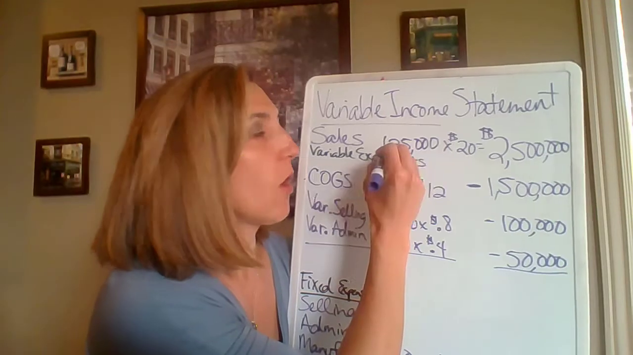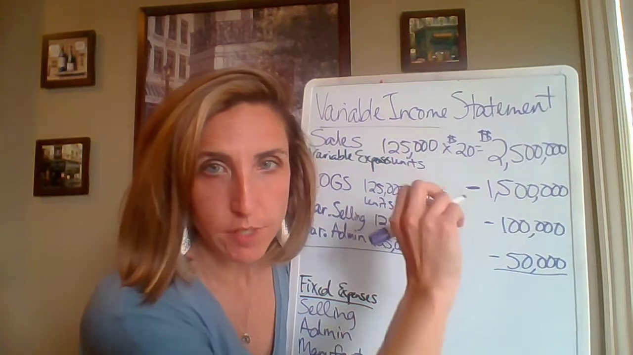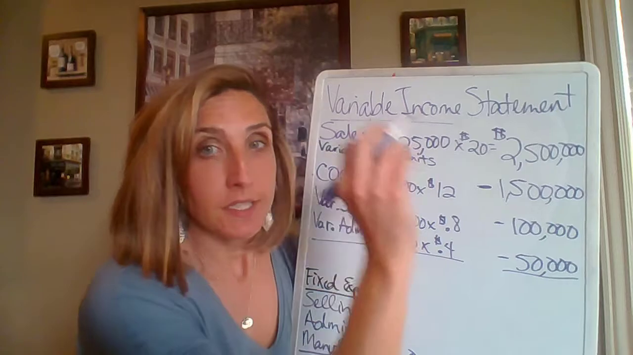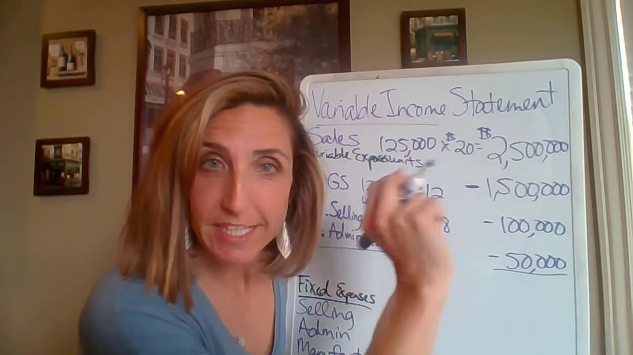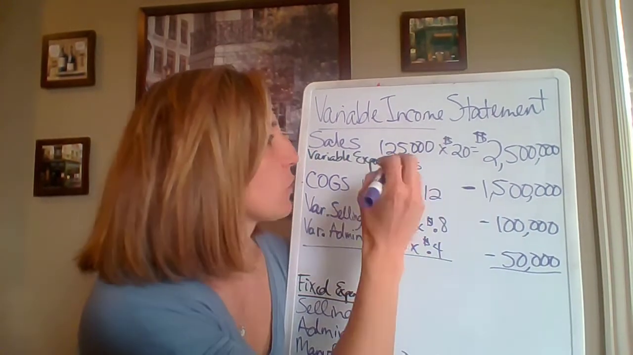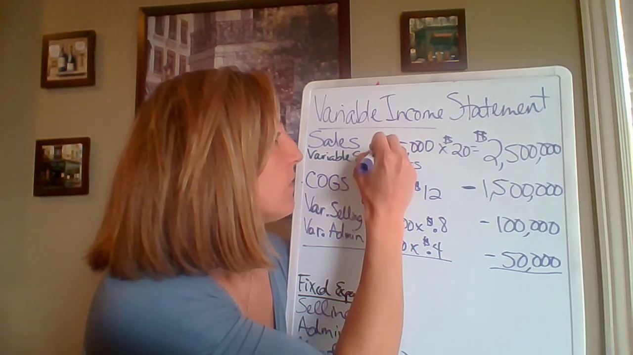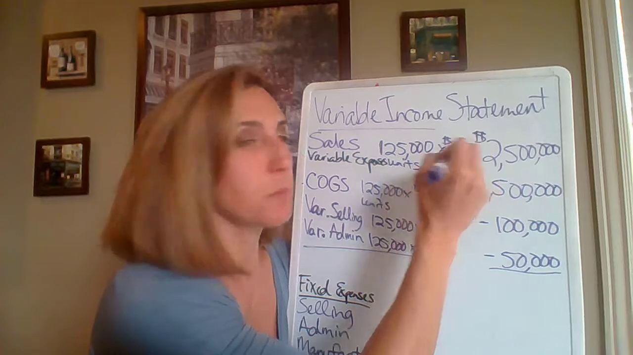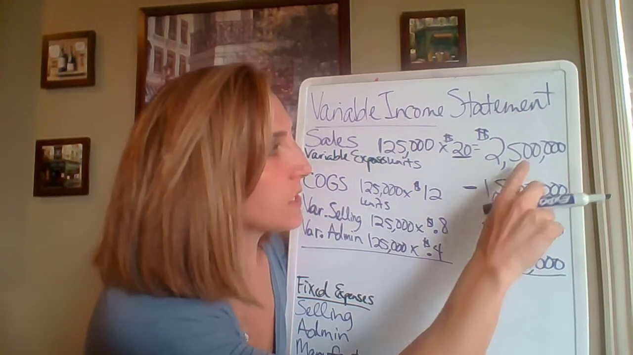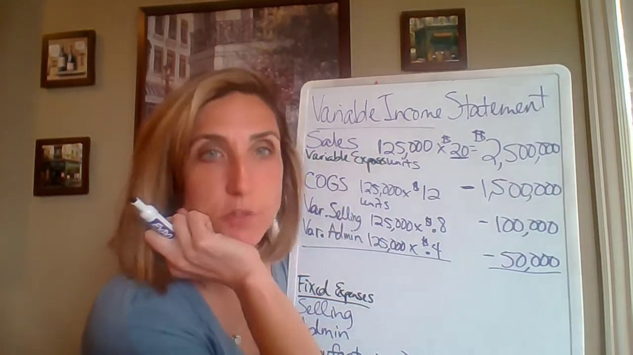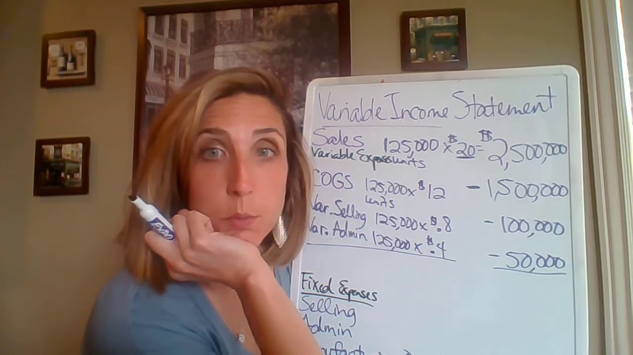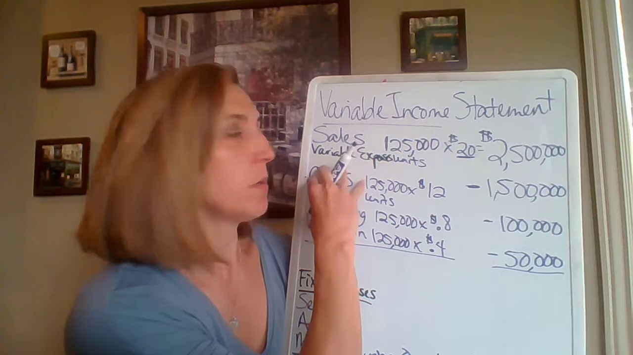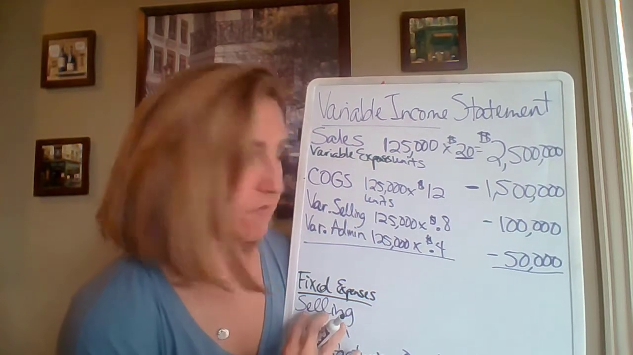So if we took all of the units that we had produced, 125,000, and remember these markers are very special. We're going to sell each of them for $20 a piece. So if we took the 125,000 units that we produced and multiplied it by the sales price per unit, that gives us our total revenue of $2,500,000.